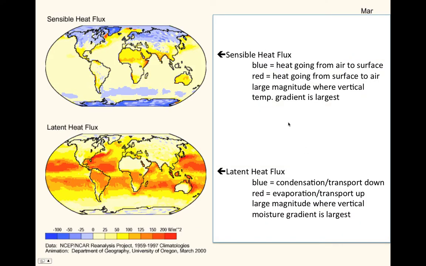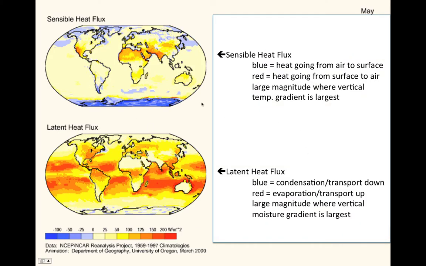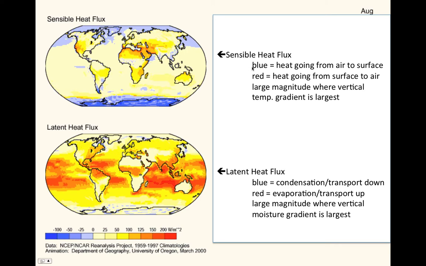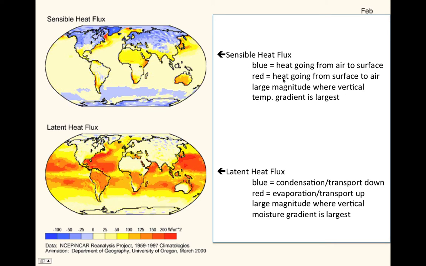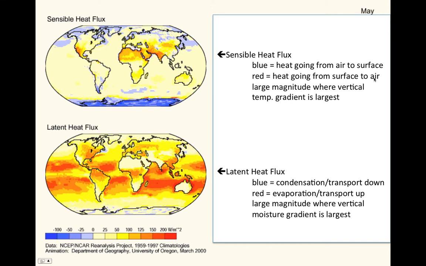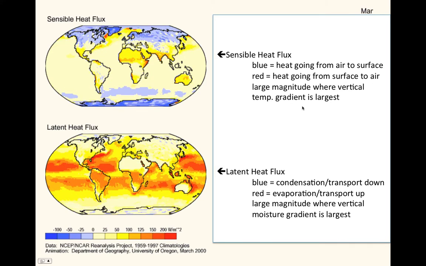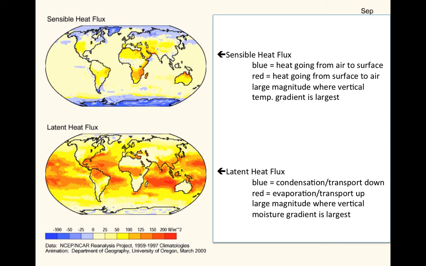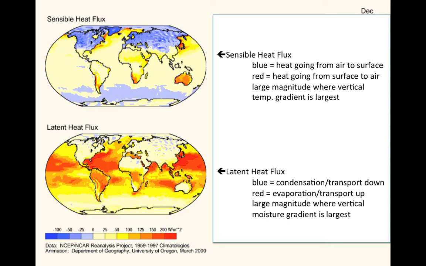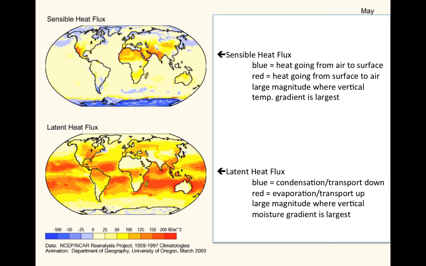Here's just looking at two of those components and how they look globally. Here's the sensible heat flux, with blues meaning heat's going from the air to the surface, reds meaning that heat's going from the surface to the air. The largest magnitudes here are found when the vertical temperature gradient is largest. For instance, if you have hot land or a hot ocean underneath cold air, there's going to be a large sensible heat flux going upwards from hot to cold.